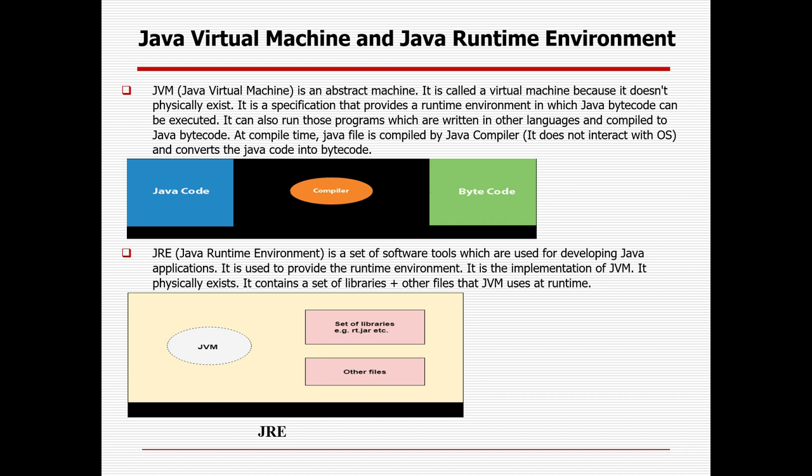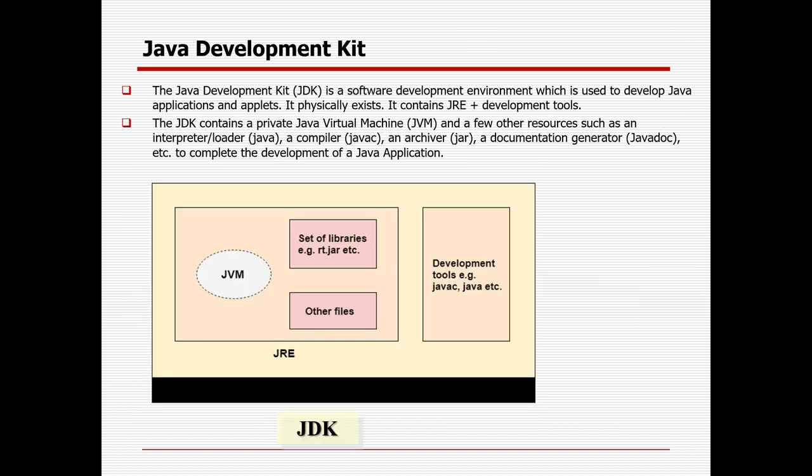Then JRE, the real-time existent Java Runtime Environment, is a set of software tools used for developing Java applications. It is used to provide the runtime environment. It is the implementation of JVM. It physically exists. It is a combination of JVM plus a set of libraries plus other files. That is the JRE, or Java Runtime Environment. Then all this together, along with some libraries and other documents, will create the JDK, or Java Development Kit. And that is the thing you are able to see visually whenever you are installing Java.